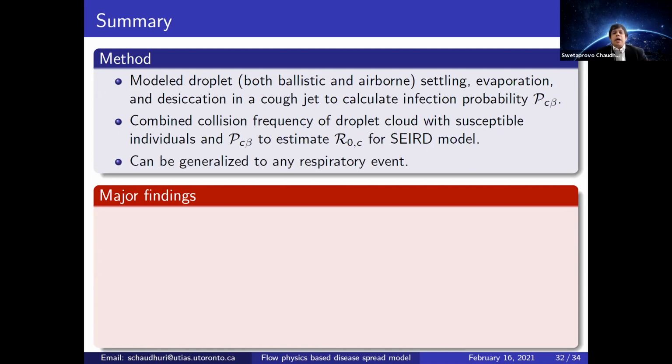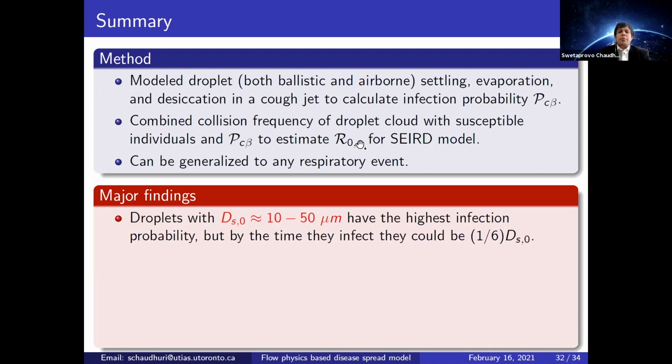Okay. And this can be generalized to any expiratory event. All we need is basically the input droplet size distribution. And that is available. We can use the input droplet size distribution for cough, sing, sneeze, talk, breathe, anything. So for any of these expiratory events, we can find out the probability and the basic reproduction number.